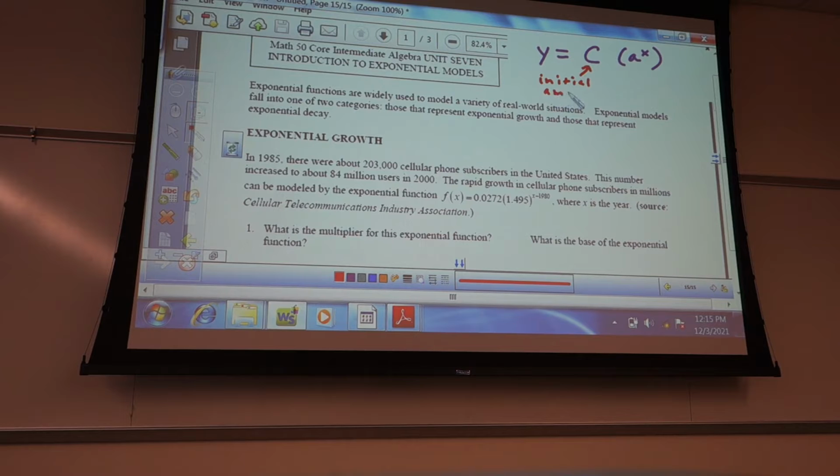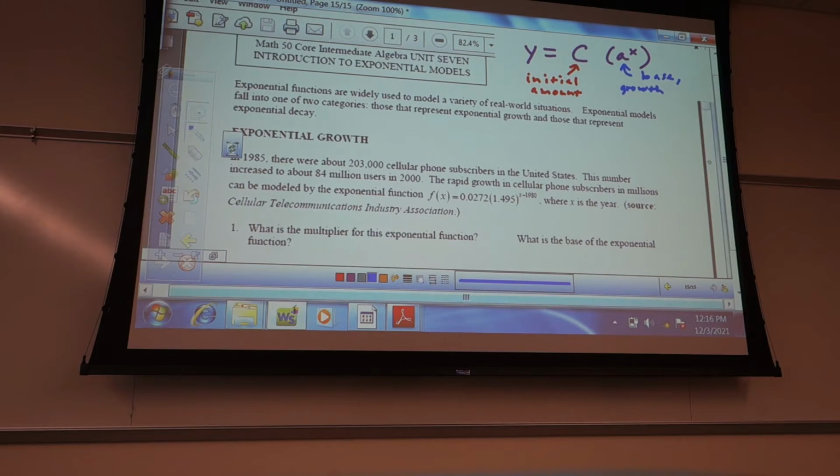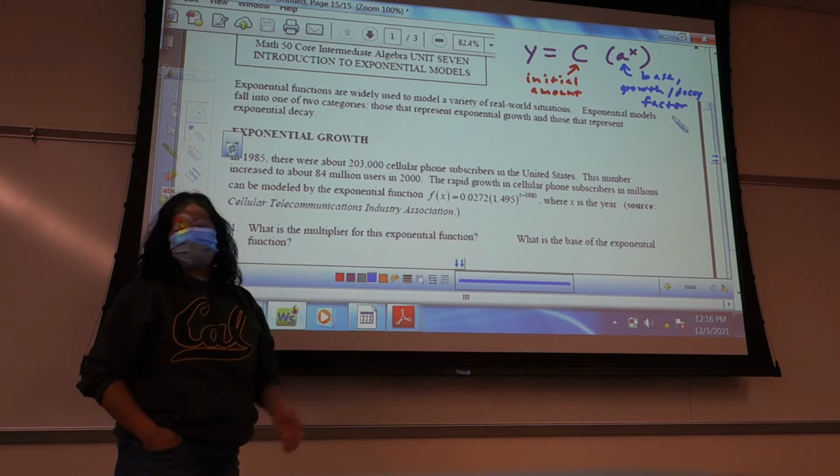In other words, my starting amount, or my y-intercept, like we found last handout. And a is my base, also known as my growth factor or decay factor. Growth slash decay, I guess. But I always call it the growth factor, even if it's going down. If it's going down, then it's a decay factor. But you can call it just a growth factor that's going down.